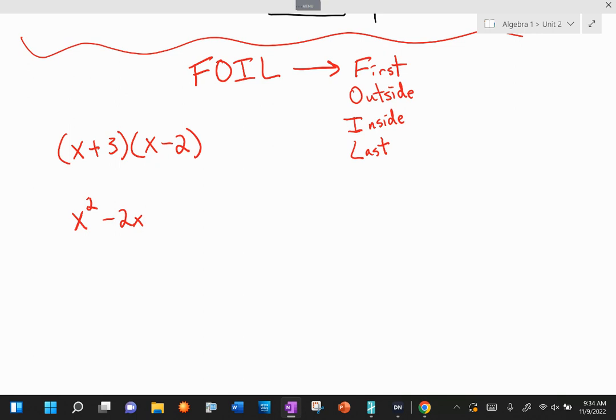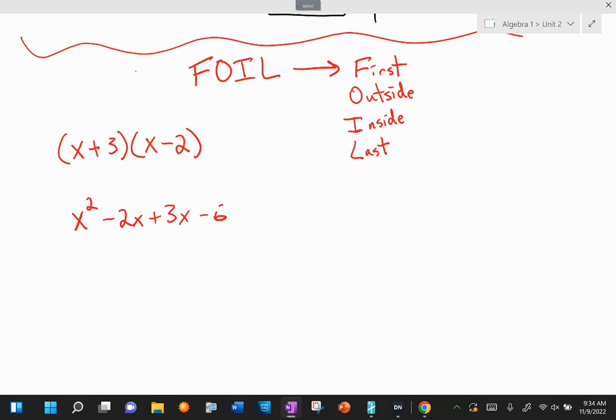Okay, the insides are going to be the ones closest together. So you do plus 3x for 3 times x. And then the last ones are going to be the 2 last numbers. So we'd have 3 times negative 2, which would be negative 6.